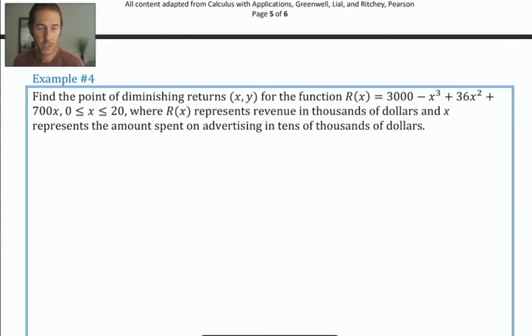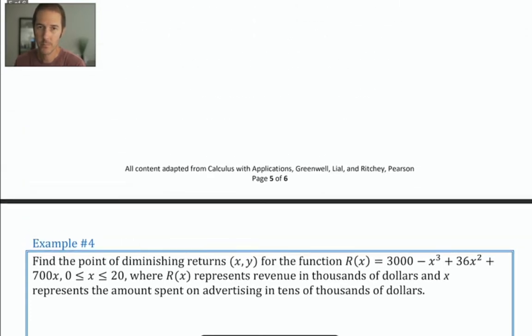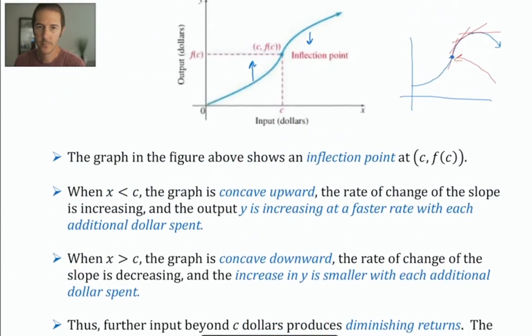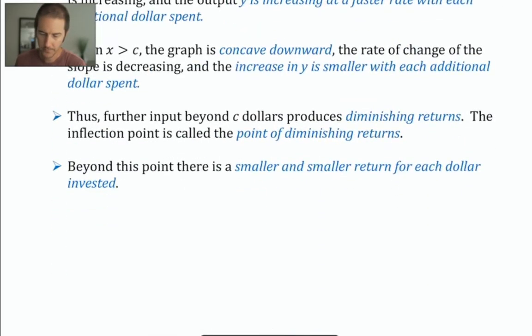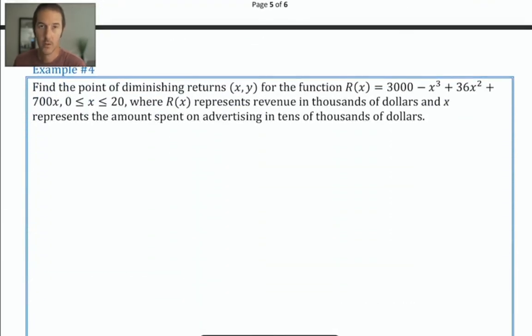How do we find the point of diminishing returns? We're going to need to figure out where the concavity changes, in this case probably where it changes from positive to negative. That will be our point of diminishing returns. So let's take the second derivative of this thing.